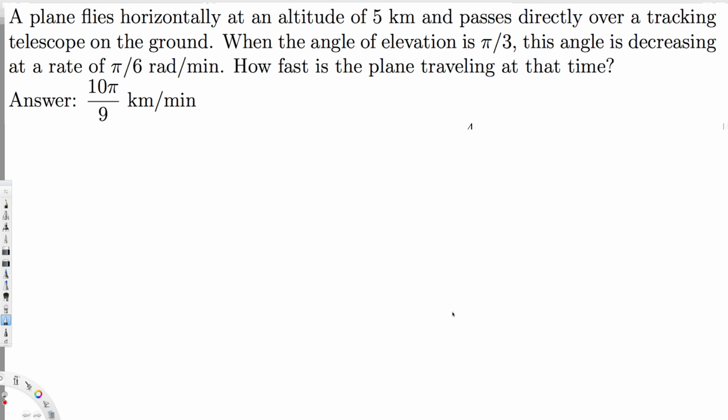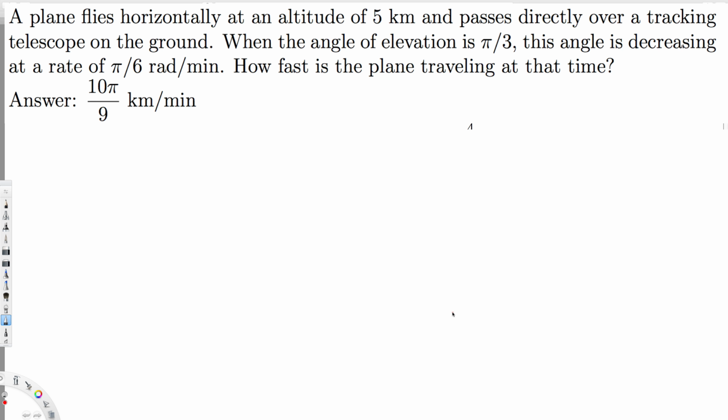Guys, we have this question right here. It's asking: a plane flies horizontally at an altitude of 5 kilometers and passes directly over a tracking telescope on the ground. When the angle of elevation is π/3, this angle is decreasing at the rate of π/6 radians per minute. How fast is the plane traveling at that time?